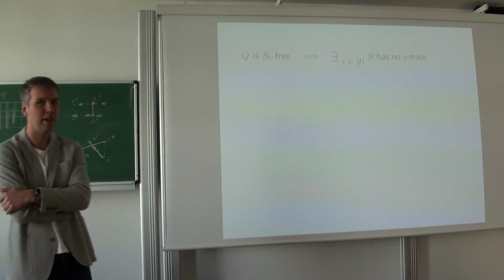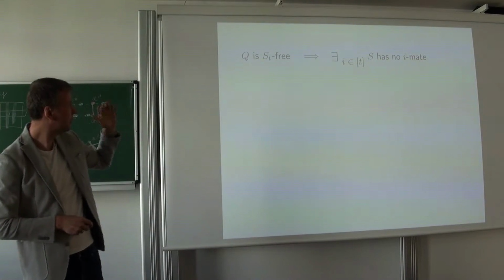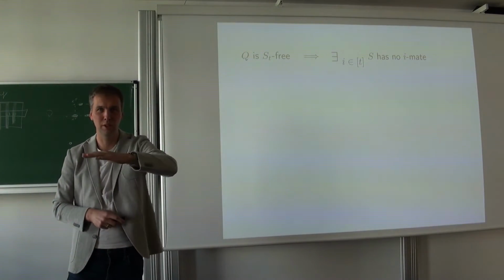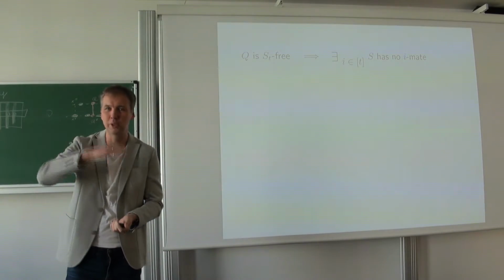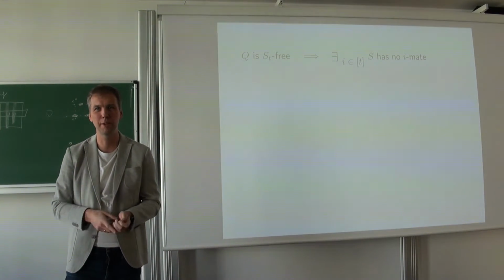Q is ST3, and this exactly means that for a fixed tuple S, you cannot have all the mates from 1 to T, because these mates together with your tuple would construct ST. That's the idea of a mate. Okay?